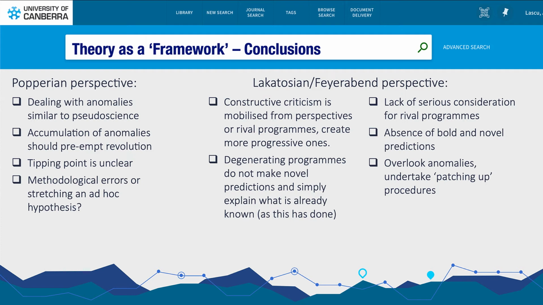Degenerating programs don't make novel predictions and simply explain what is already known, and that's essentially what they've done here. So the absence of bold and novel predictions and overlooking anomalies by patching up their findings means that they weren't really contributing.